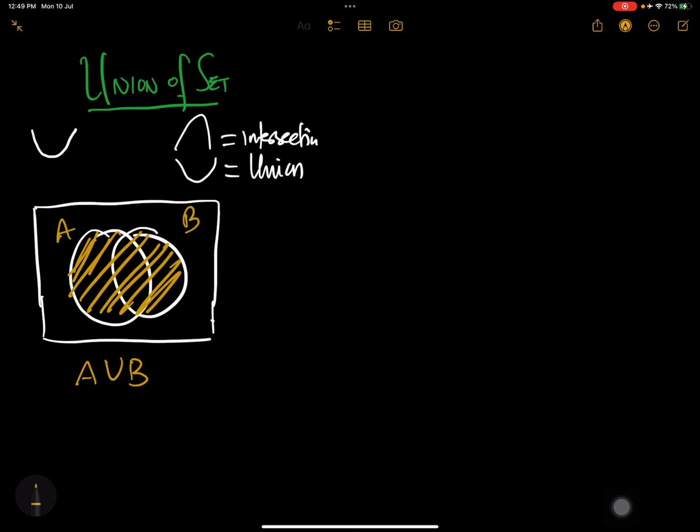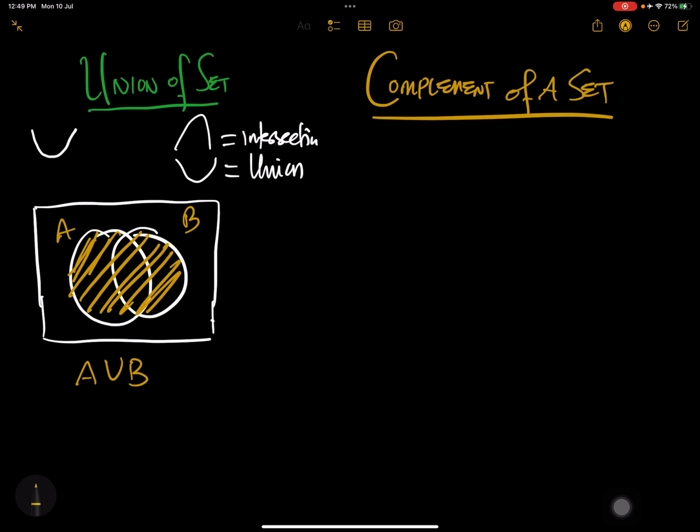Now the next type of set we're going to look at is what we call the complement of a set. The complement of a set. With the complement of a set, if A is a subset of the universal set, then the complement of A is the set of members which belong to the universal set but do not belong to A.